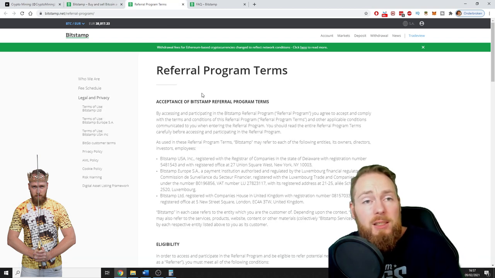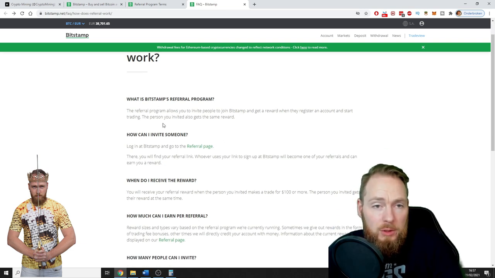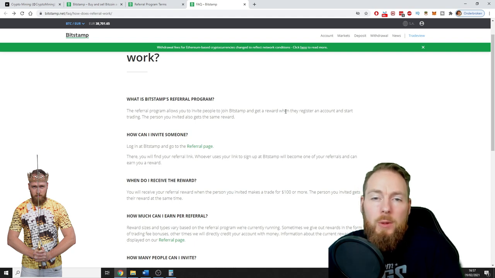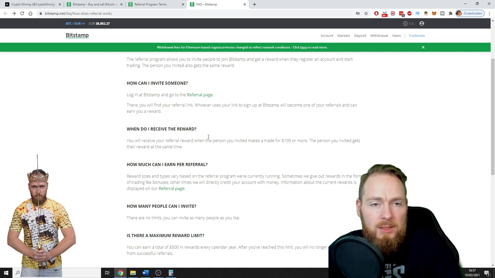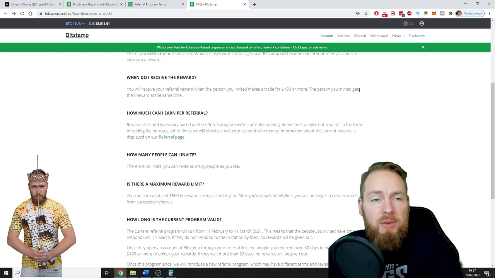You can read the referral program terms or the FAQ. The referral program allows you to invite people to join Bitstamp and get a reward when they register an account and start trading. So you just go to the referral page. You will receive your referral reward when the person you invited makes a trade for $100 or more. The person you invited gets their reward at the same time.